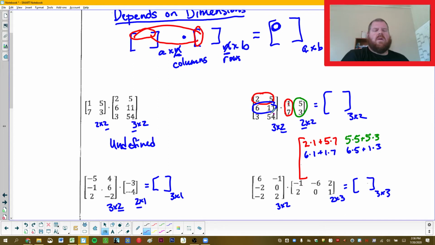And then the last one will come from these two, or from this row. 3 times 1. I don't know why I put a 54 there. And 54 times 7. Oh boy. 3 times 5 plus 54 times 3. And that'll be my entire matrix.